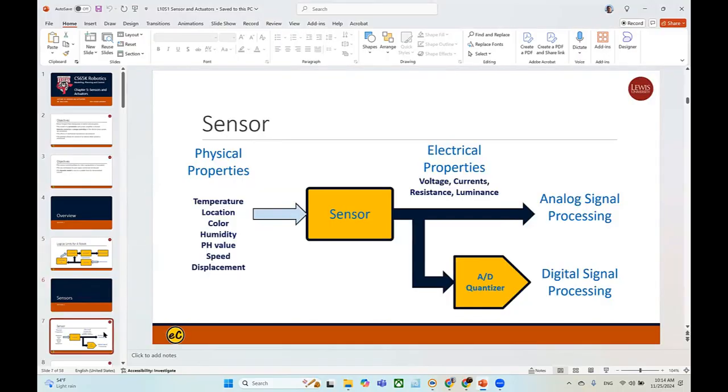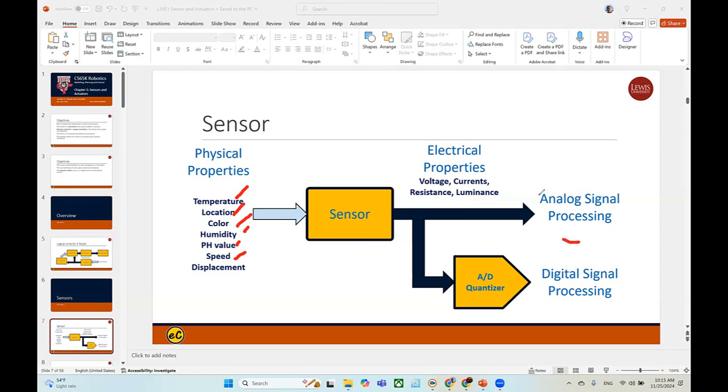So the first one we will talk about is the sensor. The sensor basically senses the physical properties of the outside environment, including maybe temperature, location, color, humidity, speed, chemical pH value, how much acid or base there is, or displacement. Then you sense the physical property and convert it to an electrical property, maybe voltage, current, resistance, or luminance level.